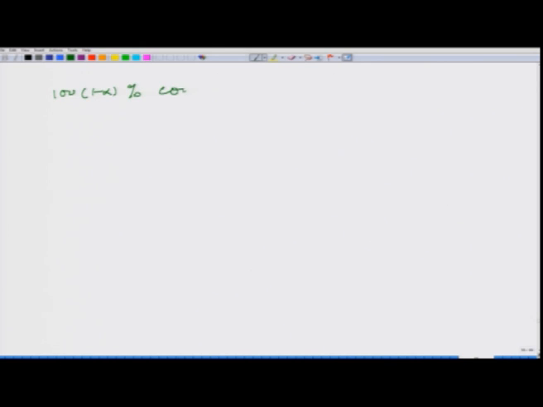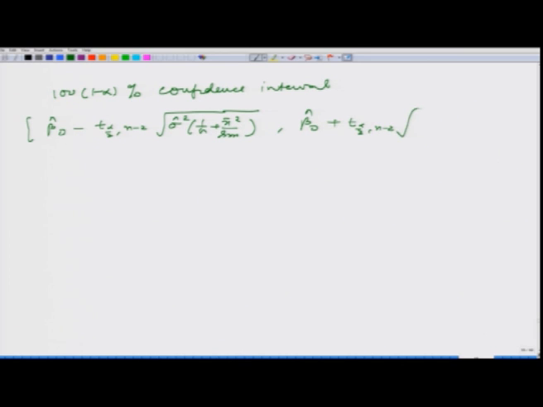and we can obtain the 100(1 minus alpha) percent confidence interval for beta naught as beta hat naught minus T alpha by 2, n minus 2 times the square root of sigma square hat times 1 over n plus x bar square over Sxx, to beta 0 hat plus T alpha by 2, n minus 2 times the square root of sigma square hat times 1 over n plus x bar square over Sxx.